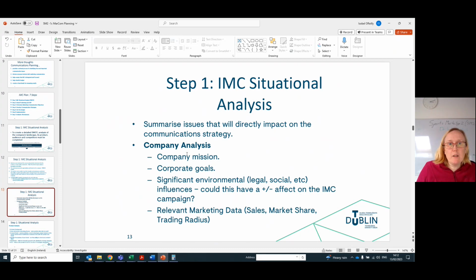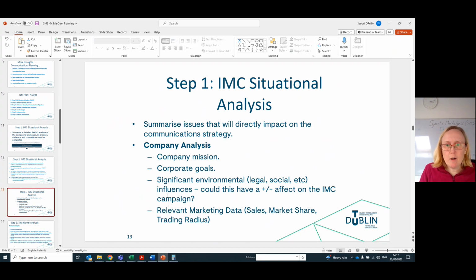Company analysis would include your company mission. And again, these are things you should just generally know. You only have to really look at these things in detail once, and then it's just a matter of making sure it's still up to date. Current. So corporate goals, these don't change year on year. Usually they may have minor changes every few years, depending on how the organization functions.